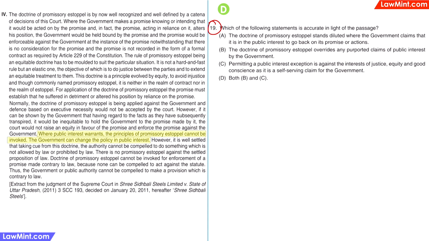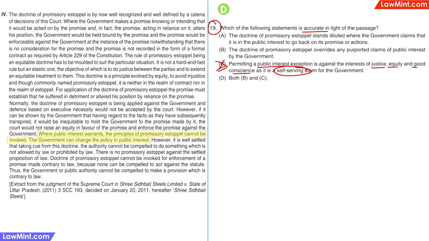Question 19 is asking us to identify the correct or accurate statement. Let us start with option C. Permitting a public interest exception is against the interests of justice, equity and good conscience, as it is a self-serving claim for the government. This is not correct, because everything that the government does is supposed to be in the interest of the country, in the interest of the public, and genuine public interest cannot be a self-serving claim by the government. If it is a misuse of power or if it is for illegal reasons, then such actions will be against public interest. But if the actions are genuinely within the law and in public interest, it cannot be called self-serving. So this statement itself is wrong.